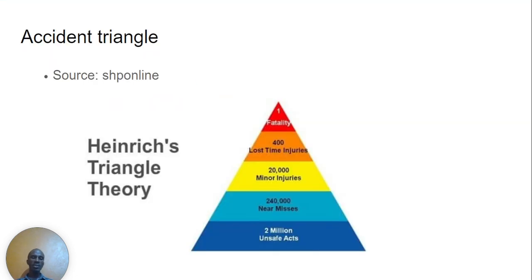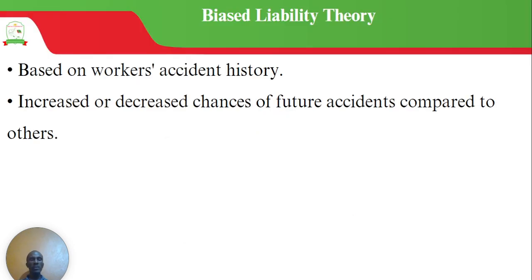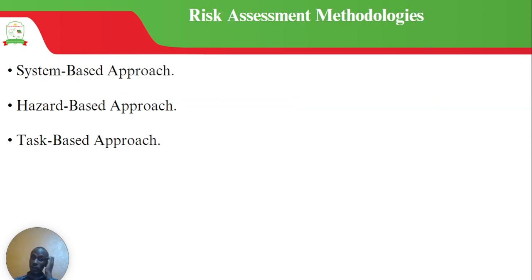And these serious accidents always lead to those serious effects like death. Then the other theory is the biased liability theory, which basically tells us that once someone is involved in an accident, then the chance of them getting involved in future accidents increases or decreases. Okay, so this is what the biased liability theory is telling us. Then from the risks of causation, we look at how we can assess these risks.